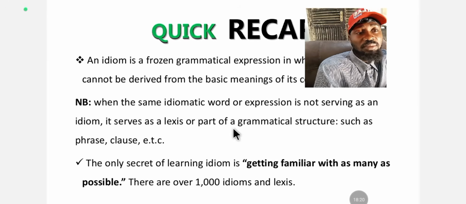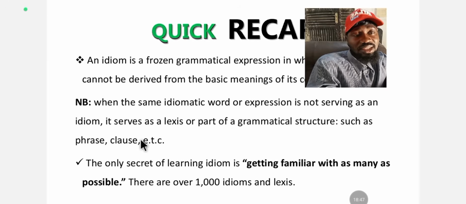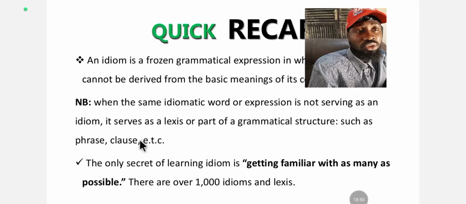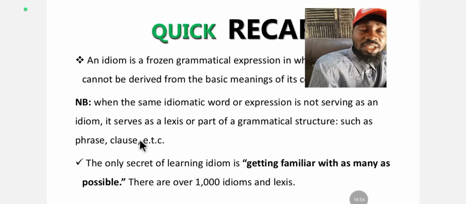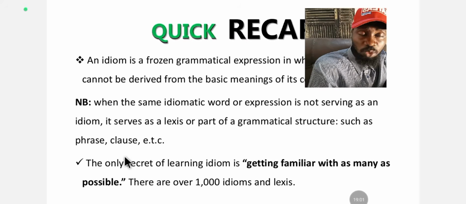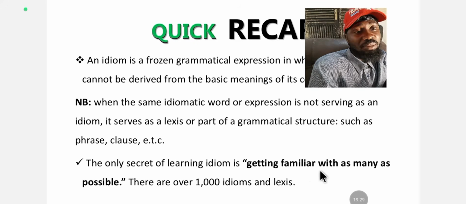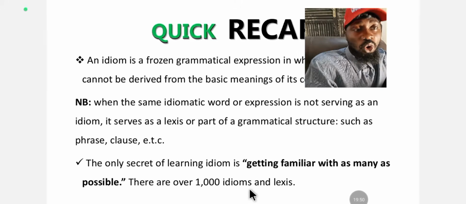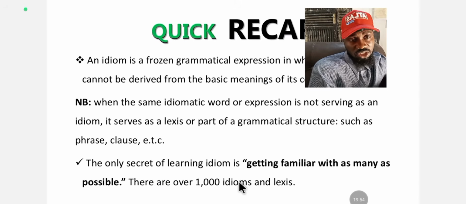So Jamb can decide to set questions from idiomatic expressions and use them to ask you nearest in meaning or opposite in meaning, like the question that we just treated. So you have to be careful, and read your instructions properly while answering your Jamb UTME questions. The only secret of learning idioms is to get familiar with as many as possible. There are over 1,000 idioms and lexes. So I have a file containing up to 1,000 idioms. You have to get that file and study it in order to learn all the idiomatic expressions, especially the ones that always recur in Jamb UTME. And Jamb UTME 2026 is not an exception.